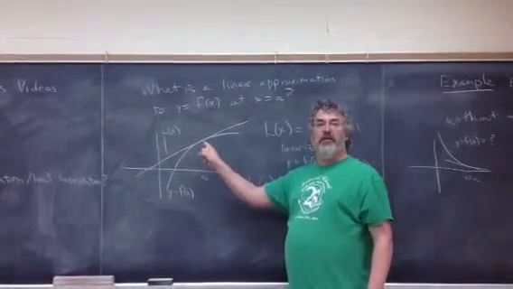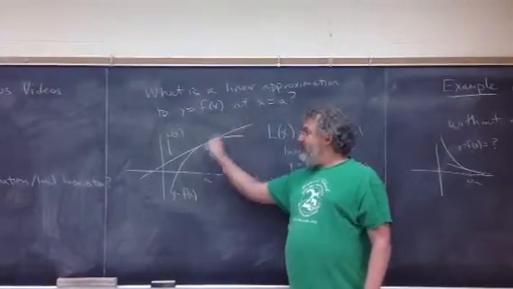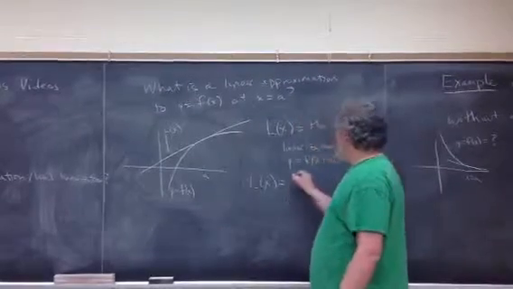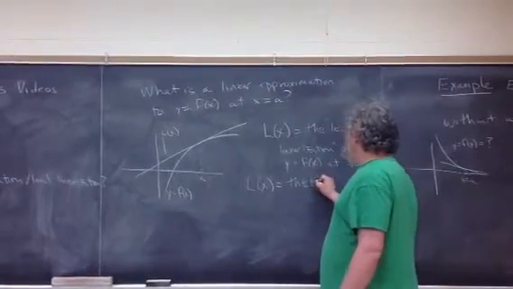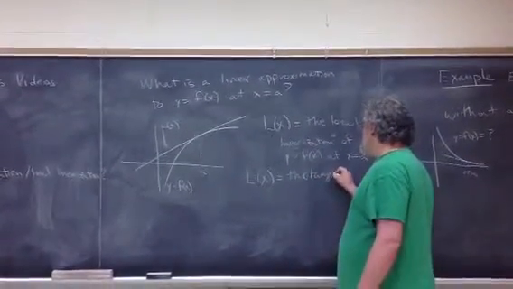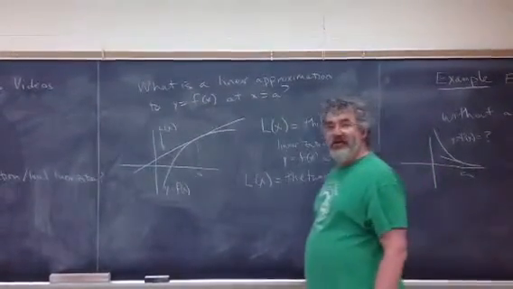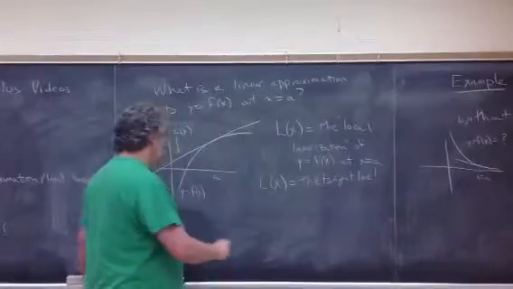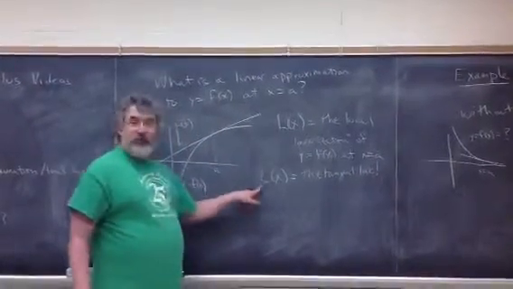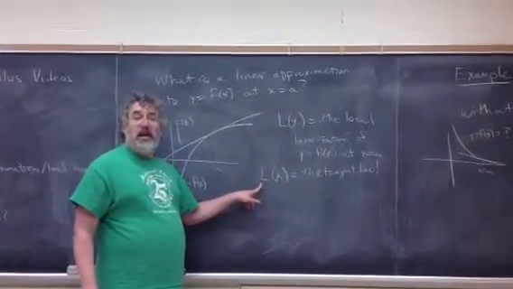But we've seen this before. This does have a name already. This, L of x, is the tangent line. And we have a formula for the tangent line already. So let's write that. Well, actually, before we write that, let's consider how we're going to end up with this.